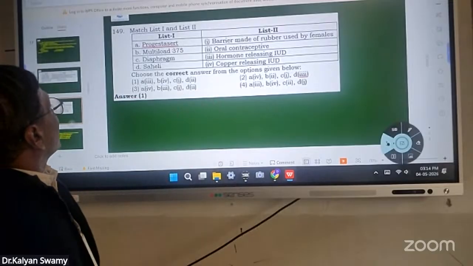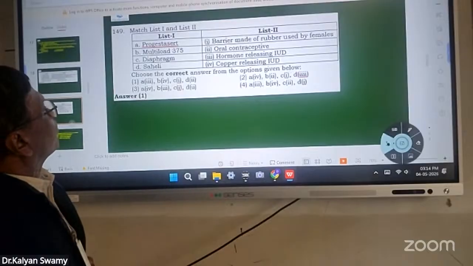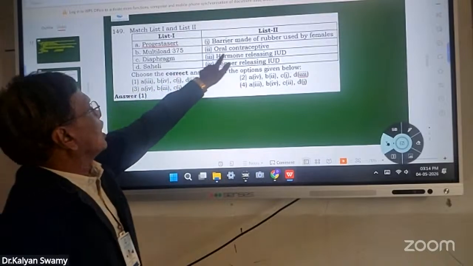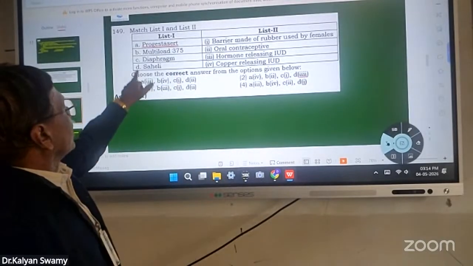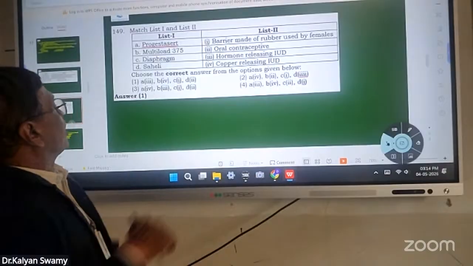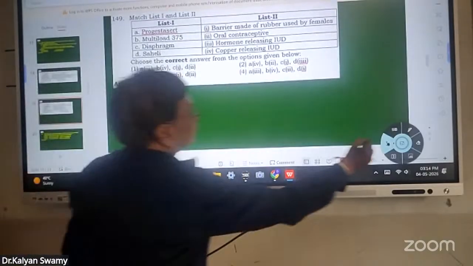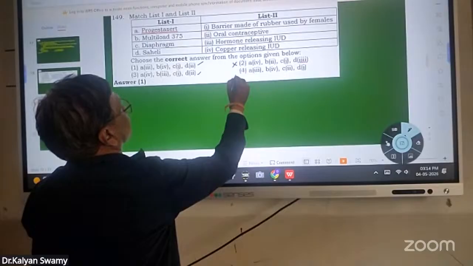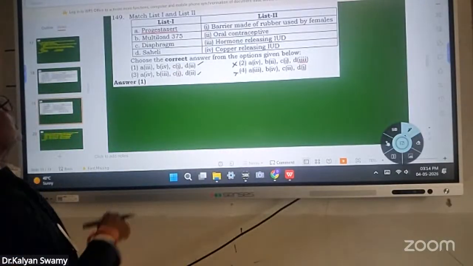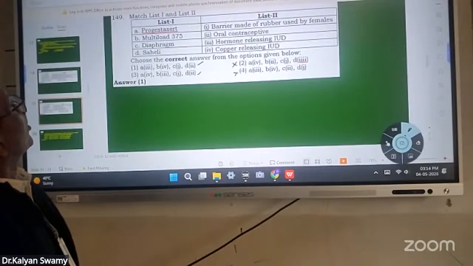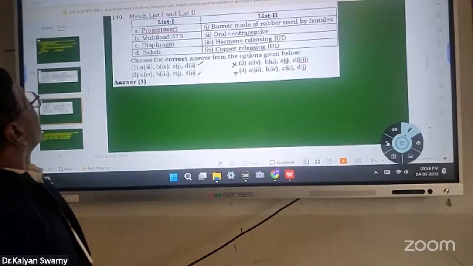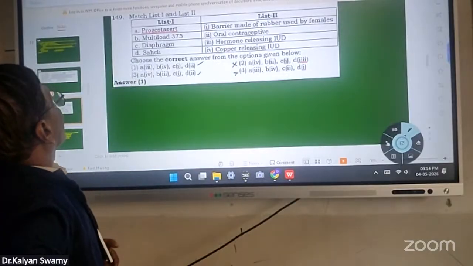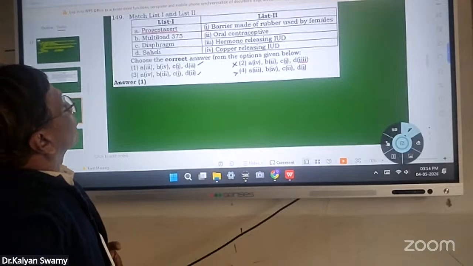Next, multiload 375. And certainly it is familiar. The oral contraceptive pill, once in a week pill, D2. Here 2 are there. Which one? Immediately you can strike out this. You can strike out A, which is progesterone. That is hormone releasing IUD. And Multiload 375.